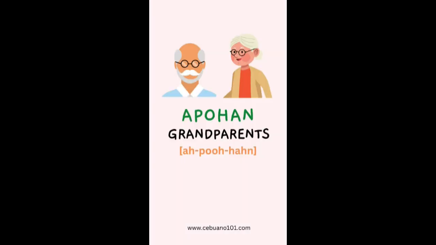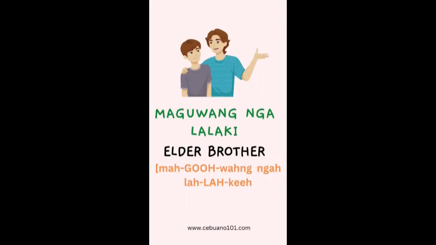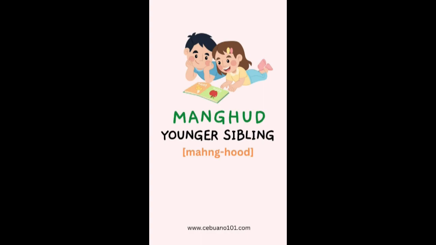Grandparents, apuhan. Parents, ginikanan. Next one, elder brother, maguwang nga lalaki, magulang nga lalaki. So it could be maguwang or magulang. Next one, elder sister, maguwang nga babae or magulang nga babae. Next one, younger sibling, manghud.